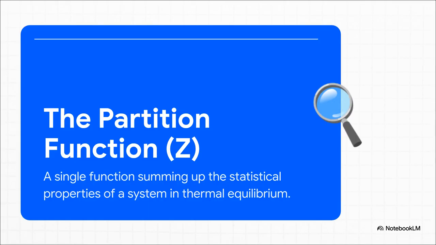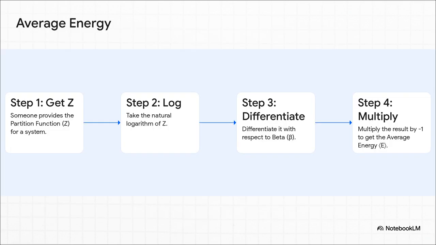Physicists came up with this brilliant shortcut called the partition function. We just call it Z. You can think of it like a thermodynamic meal kit. It's got all the essential information you need, all bundled up into one neat, single function. And this is where the magic really happens. The process becomes incredibly simple.